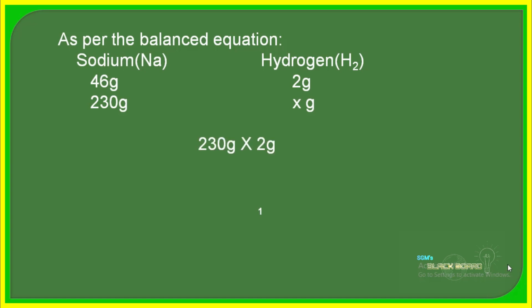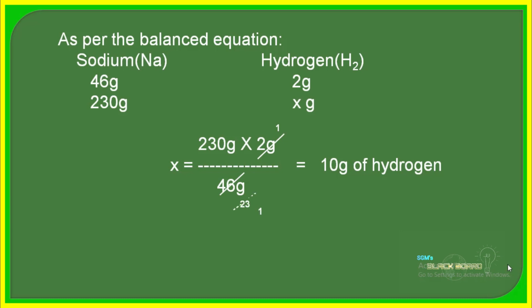Now let us calculate. x is equal to 230 grams into 2 grams divided by 46 grams. 2 ones are 2, 23 ones are 23, 10 times. So 10 grams of hydrogen is produced while using 230 grams of sodium.